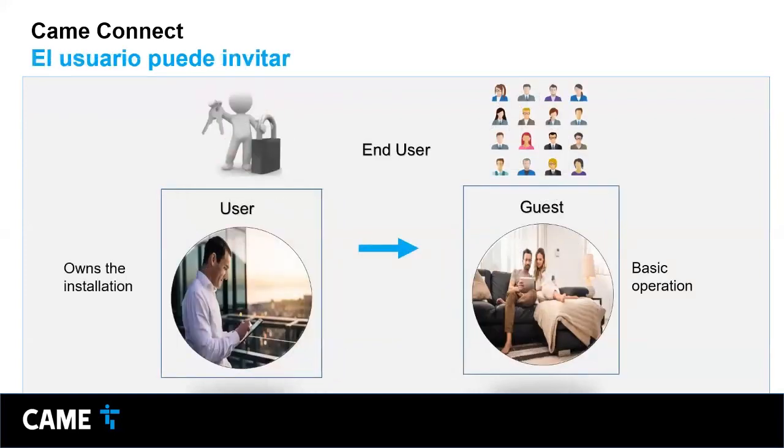So the owner sends invitations to other people. Again, I am the installer. I install the gate operator. I transfer the installation to Mr. Owner, and Mr. Owner has 10 people in his house, and he wants to have 10 people accessing the tool. What he can do is send invitations to these people, the guests. These guests will be able to use the tool, but only to open and close the gate. That's it. They won't have any other access.